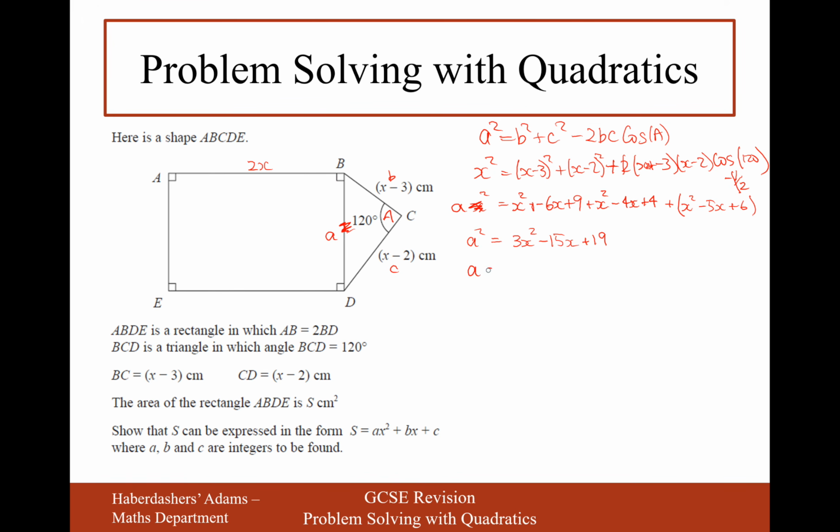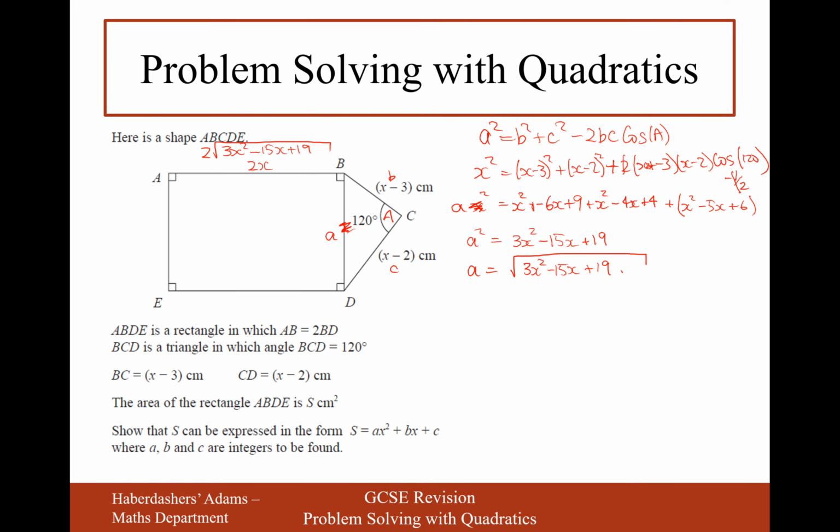And then the length a is going to be the square root of this. And that's as best we can do, really. The length of side AB is now going to be 2 lots of this. So that's going to be 2 lots of the square root of 3x squared minus 15x plus 19.